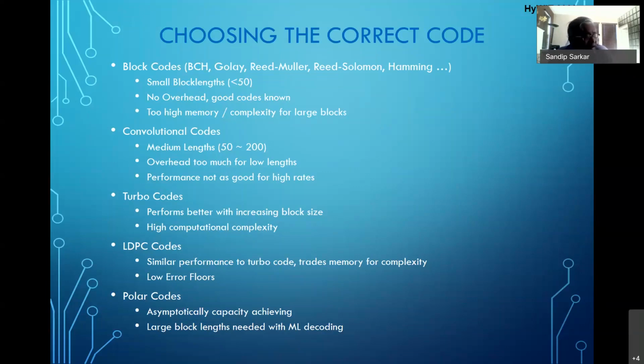Somewhere, depending on who you ask and how you simulate it, under which kind of conditions, you'll see that turbo codes start performing better than convolutional codes somewhere in the 100 to 1000 block length range, and keep getting better and better as you increase the block size. But it has higher computational complexity.